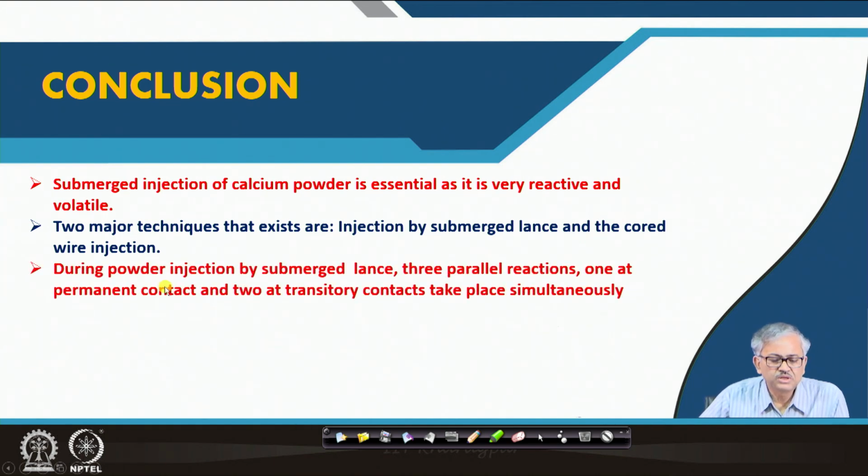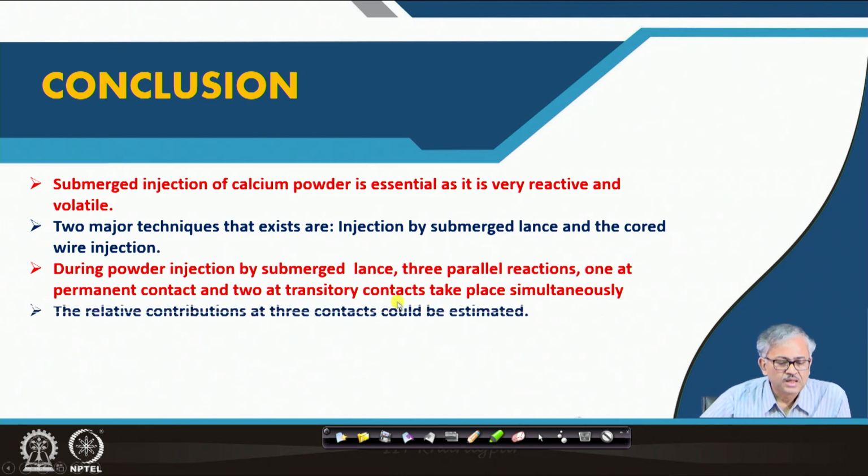Okay. During powder injection by submerged lance, three parallel reactions take place simultaneously, as we said. One is the permanent contact at the slag metal interface, and two are the transitory contacts: the free rising particle and the free rising bubble interface. All these three reactions take place in parallel. So effectively, the total rate of the reaction is a combination of these three rates, and the relative contribution at all three contacts can be established, as we have seen, since all the parameters can be calculated.